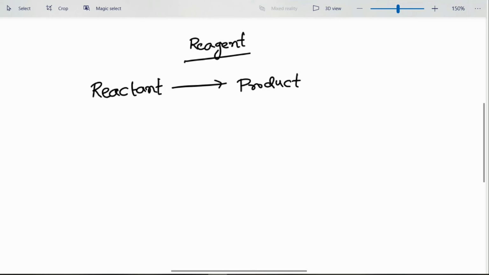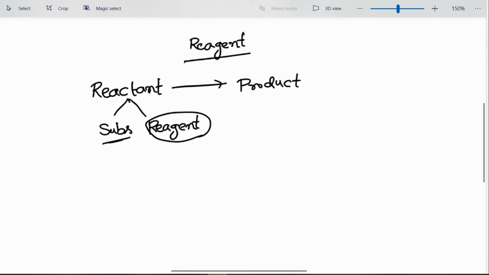In some reactions the reactant will just directly undergo reaction to form product, but in some cases the reactants are split into two. One is called a substrate and the other is called the reagent. That is, in some cases the reactant needs a driving force which initiates the reaction to take place. That driving force is called the reagent, and the compound on which the reagent acts or attacks is called the substrate.